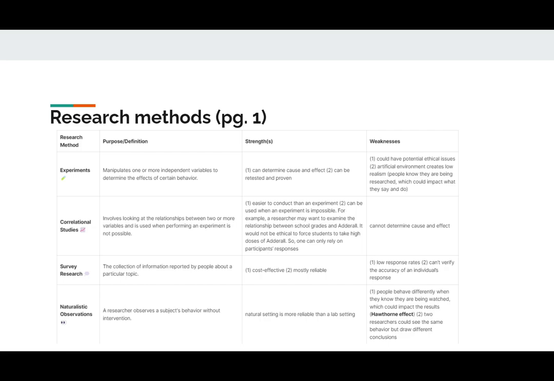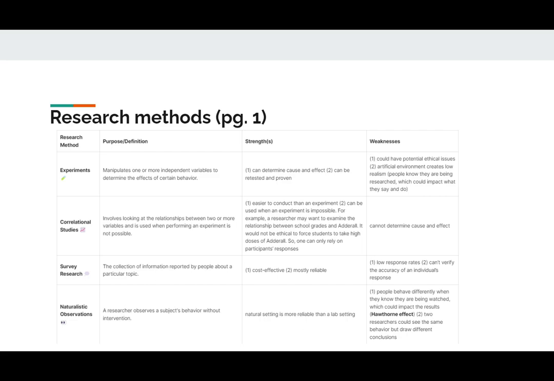And it has a couple weaknesses though. The first one is it could have potential ethical issues, and then the artificial environment created may have low realism, and people know what they're being researched for, which could impact what they say and do. This concept we'll mention in the social psychology section, and just know there are weaknesses.